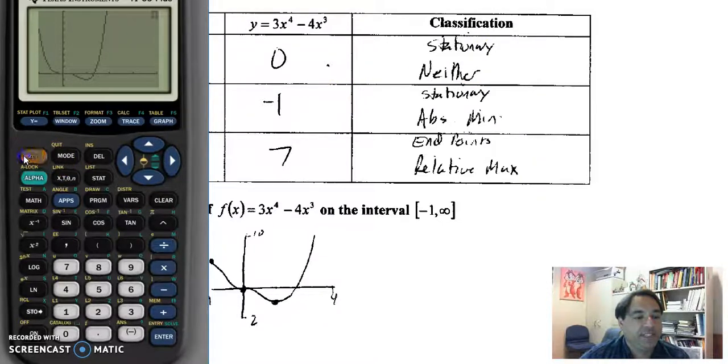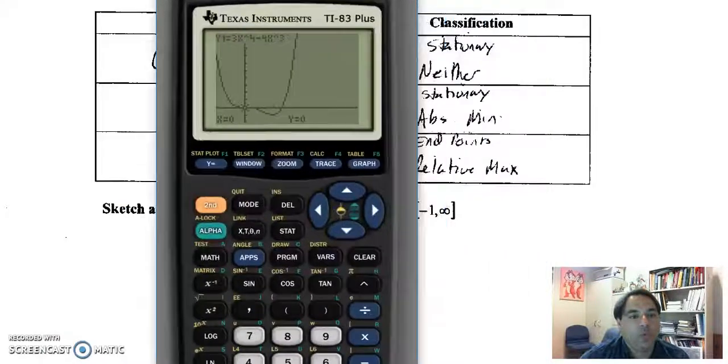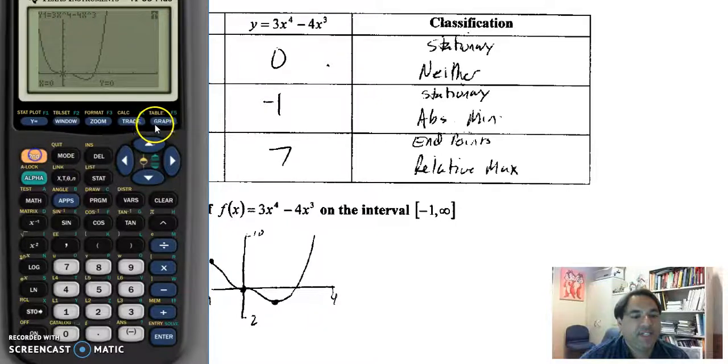Another way we can do it is hit second trace, plug in 1 for value, type in 0, enter, and it will put right on the graph. I can do that also for 1. So second trace, number 1 for value, type in the value 1, enter, and that would be here, (1, -1). Now again, to the left is higher, to the right is higher, so that'd be a minimum, and it's the lowest min in the entire graph that there'll ever be, so that's an absolute min.